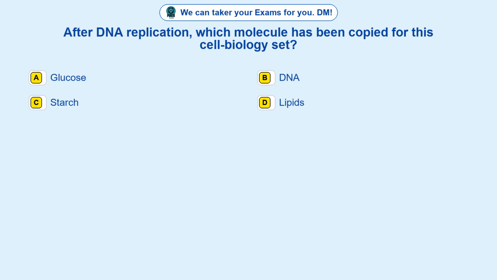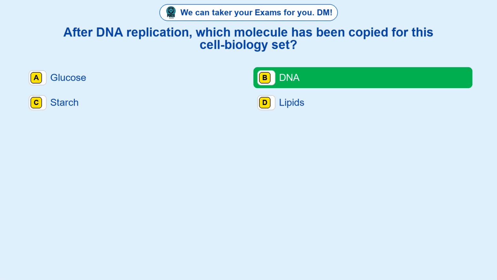Question 3. After DNA replication, which molecule has been copied for this cell biology set? Option A, glucose. Option B, DNA. Option C, starch. Option D, lipids. The correct answer is option B, DNA.